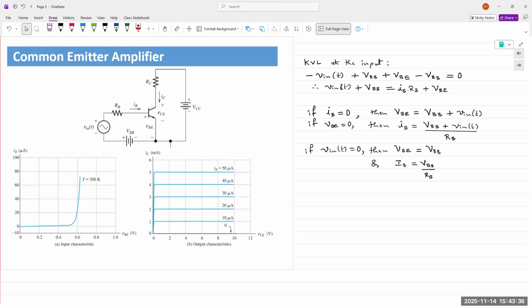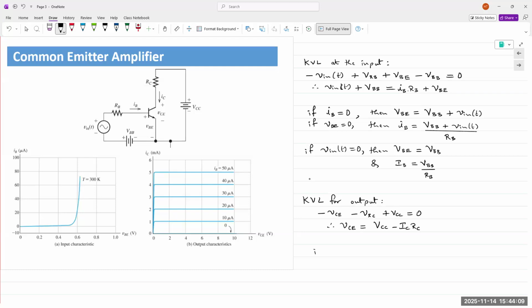All right. Okay. So now let's take KVL for the output. KVL for the output, we have minus VCE minus VRC plus VCC is equal to 0. Therefore, I have VCE equals VCC minus ICRC voltage drop.